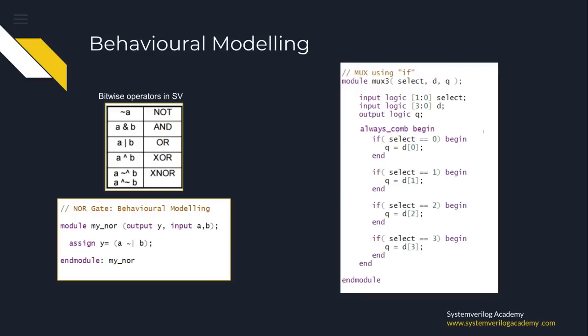Here is an example of representing a NOR gate in behavioral modeling. The statement assign y equals a bitwise or b is using the Verilog bitwise or operator to generate the output. Here is another example of a multiplexer using Verilog language constructs, which you will learn in coming sessions.